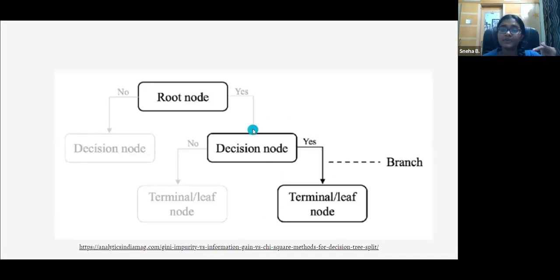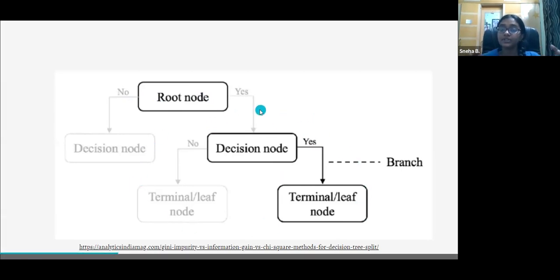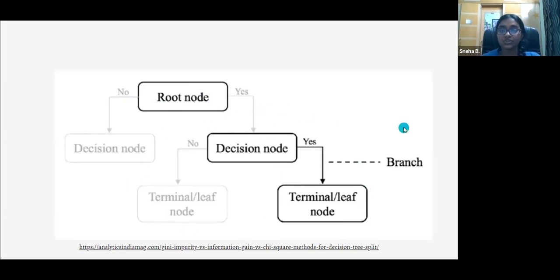Then we have something known as a split. At whatever node there is, based on the decision it takes, it could go in one direction or the other direction. That is known as splitting. And we have a branch. Based on whatever has been split, a subtree is formed. That subtree is always known as the branch. So these are some popular terminologies that are always associated with decision trees.